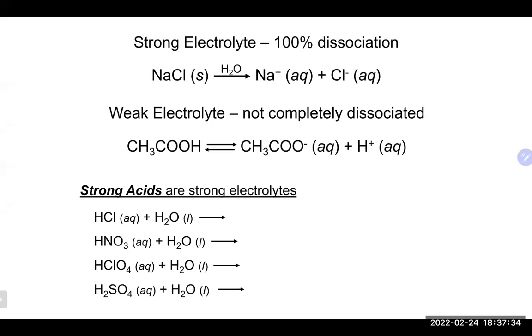And what that means is you no longer have any of the whole units together. So for example, if you dissolve sodium chloride in water, you no longer have any sodium and chloride units still together. It has 100% broken apart into ions, the sodium ions floating around and the chloride ions floating around in that solution.